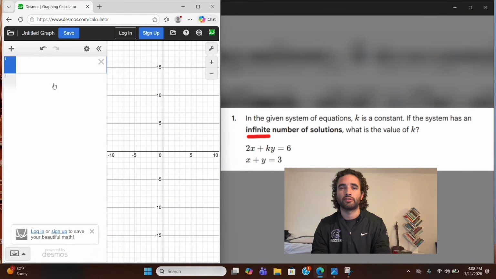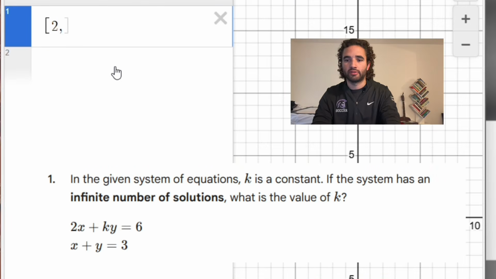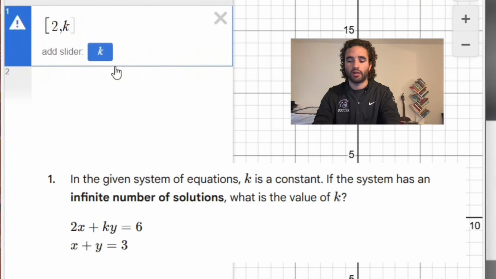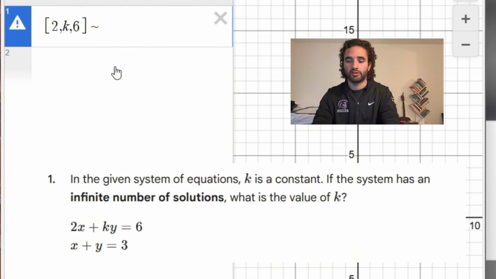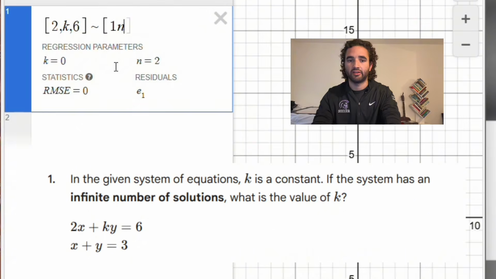Let's try and regress this just so you can see the process one more time. So just like the last problem, I'm going to put the number that's in front of my x, the number that's in front of my y, in this case k, and then my constant 6. And then on the other equation, I'm going to do the exact same thing. So the number in front of my x is just a 1, but we're going to put the scale factor.